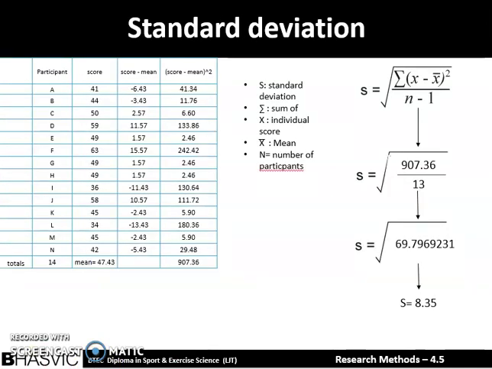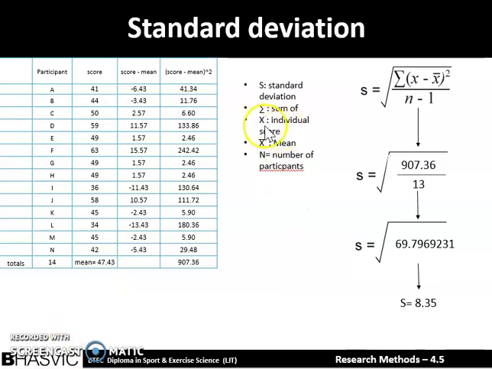Next is standard deviation. Standard deviation is the spread of scores around the mean. As you can see up here, we have a formula. S represents standard deviation. This symbol here means the sum of. X here represents the individual score. X bar here is the mean, and that means squared. N is the number of participants, and obviously 1 is 1. First of all, let's work out the mean. That would be all the scores in this column here, added together and divided by 14, which gives you 47.43.